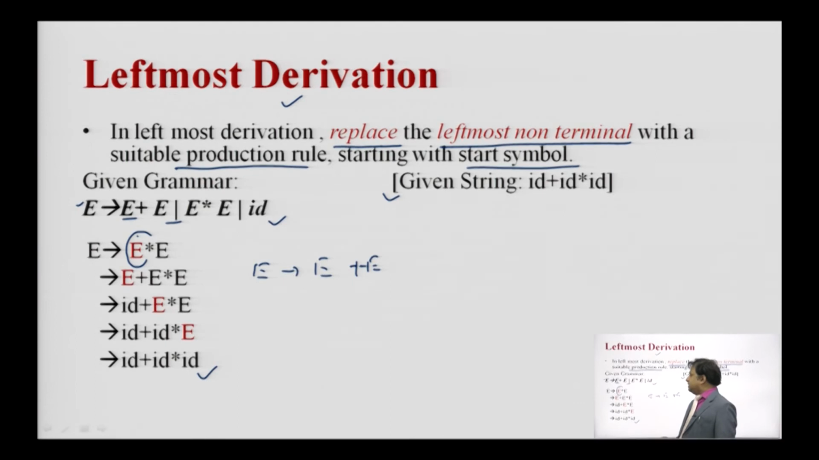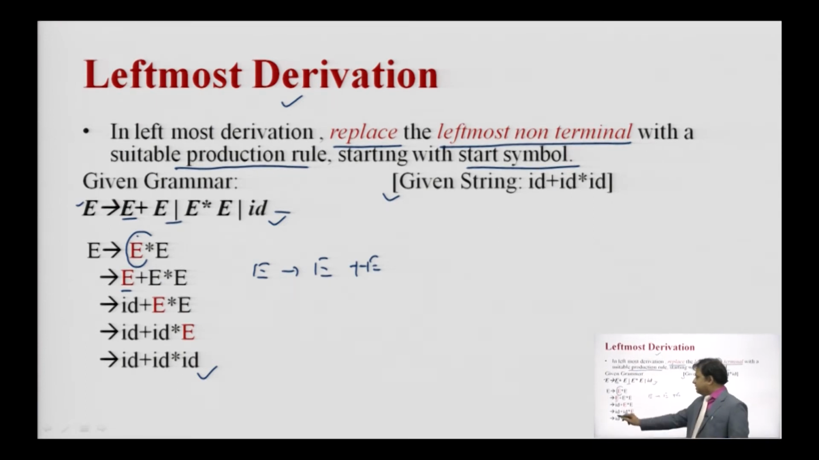I have replaced this E with E plus E in the next term. Now this is the leftmost derivation. This is the leftmost non-terminal. Whenever I have to replace, which non-terminal do I replace? Always the leftmost. So again I can replace this E with either of these. I can replace with any one of these.